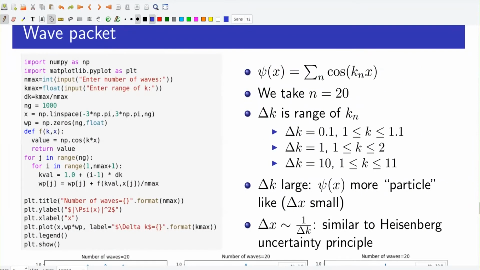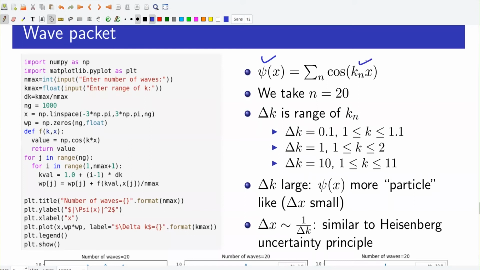We already have learned that plane waves are eigenfunctions of free particles. If we combine several plane waves, then we get a wave packet. Let us try to understand the consequences of adding many waves. For example, we take many cosine waves and combine them to get some wave packet given by psi of x equals sum over n of cos kn x.